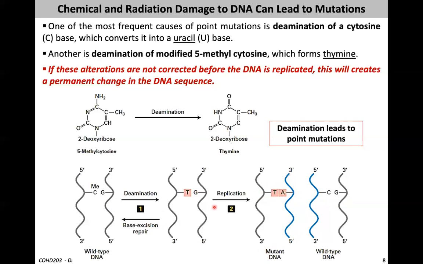The cells in our body have evolved base excision repair to repair this modification before the round of replication, in order not to have this point mutation transmitted to the daughter cells. If these alterations are not corrected before the DNA is replicated, this will create a permanent change in the DNA sequence.